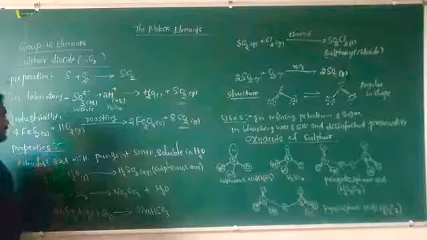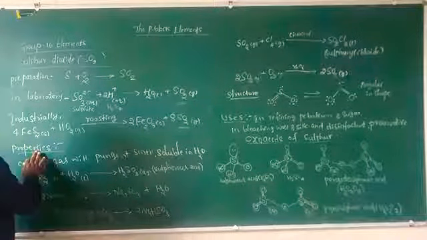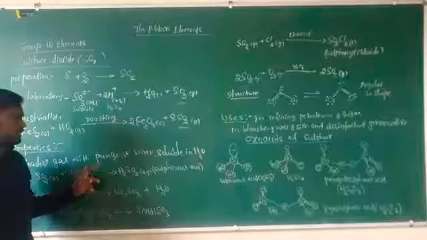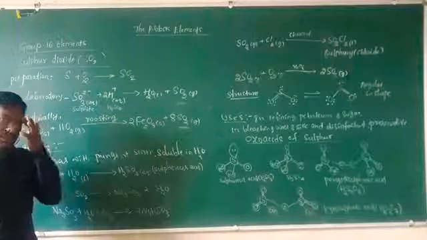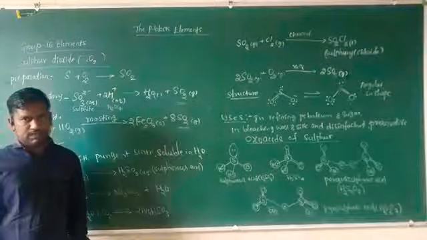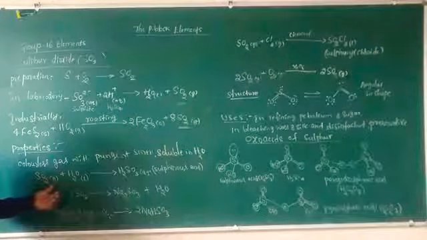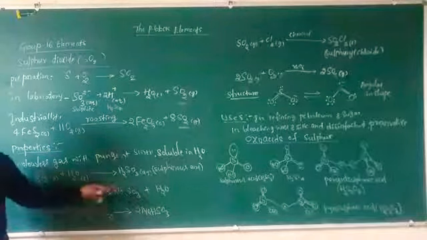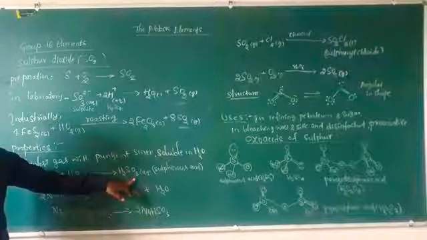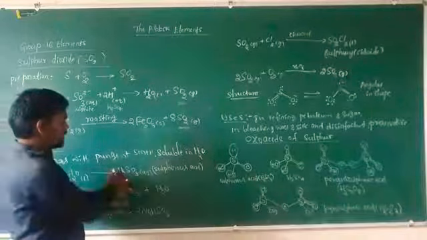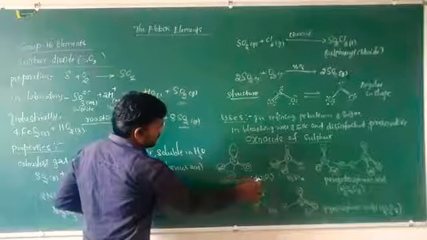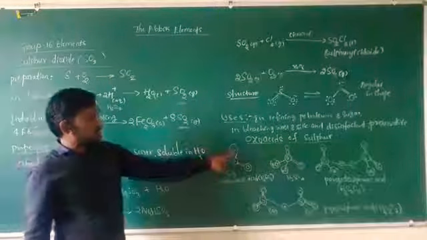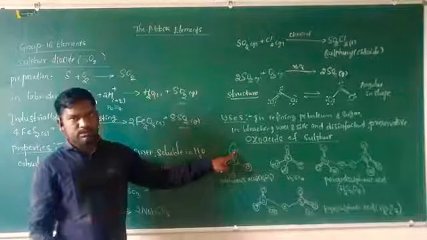Now the properties of sulfur dioxide. Sulfur dioxide, SO2, is a colorless gas with a pungent smell like ammonia, and it is soluble in water. Characteristic reactions: sulfur dioxide reacts with water to form sulfurous acid, H2SO3. It has one lone pair of electrons. Sulfurous acid is the only oxo acid having a lone pair of electrons.